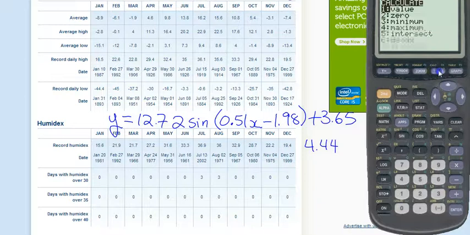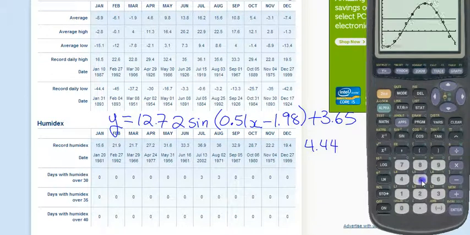and intersect again. I'm just going to trace along the straight line because it's faster. And 1, 2, 3. 9.59.